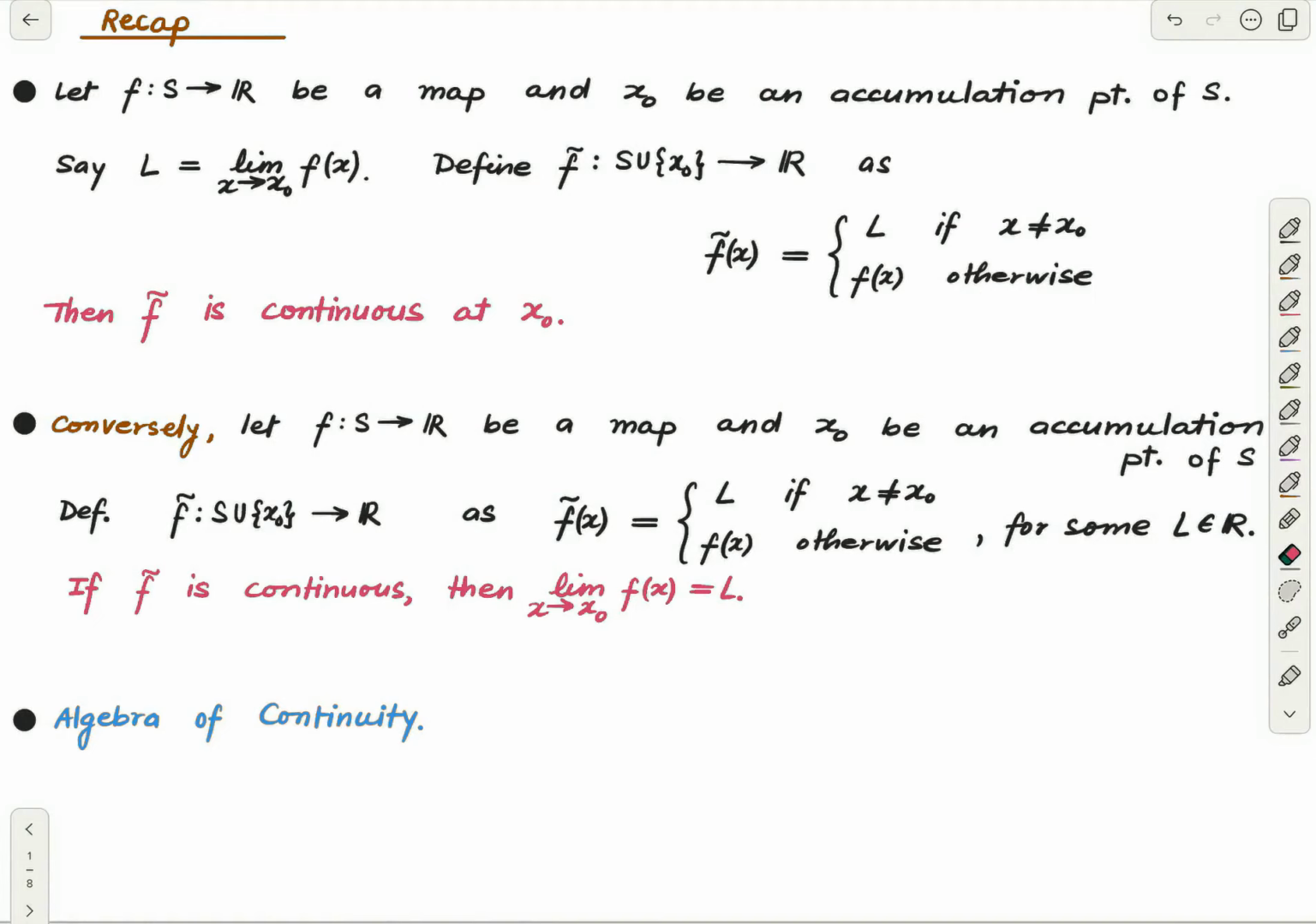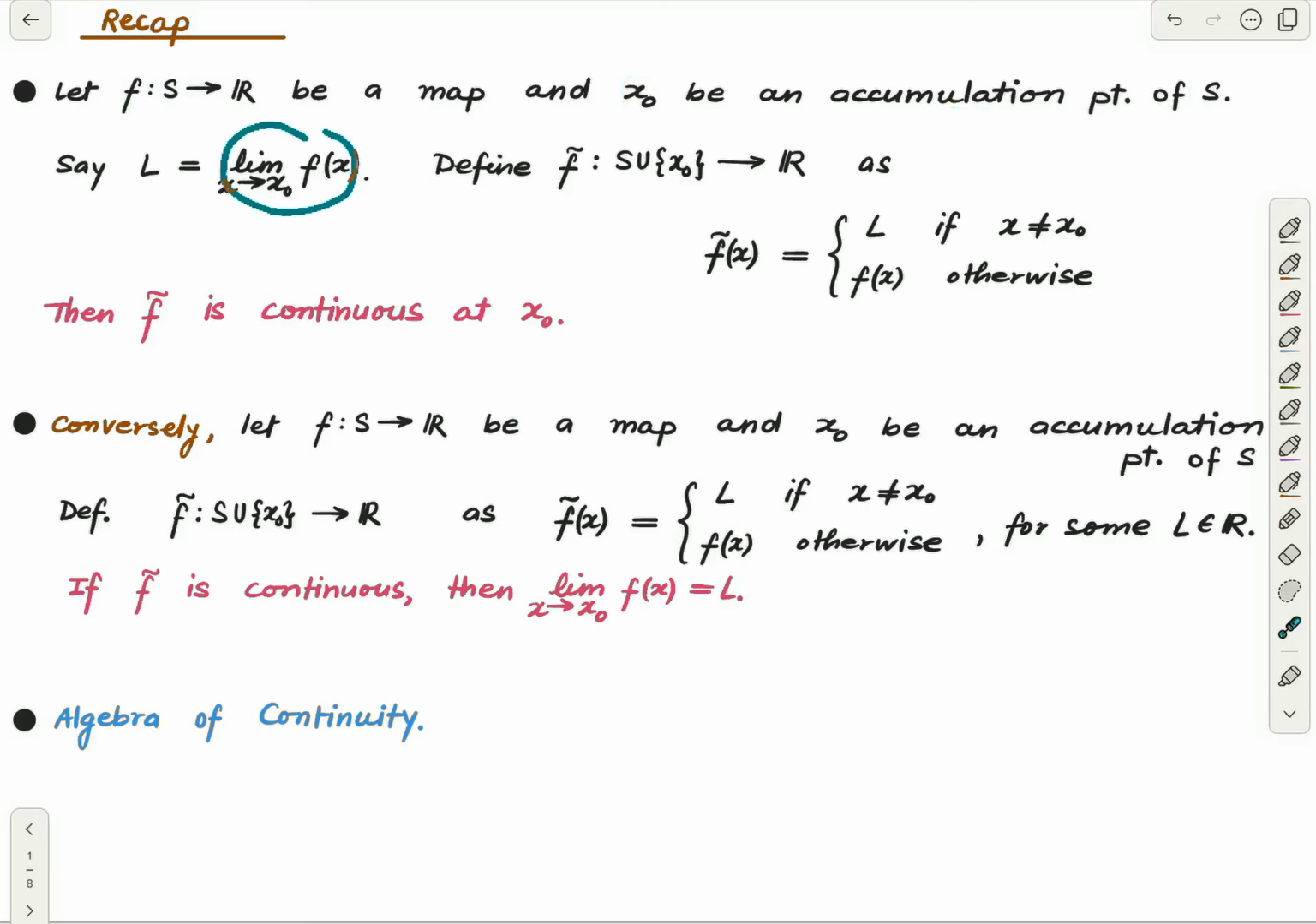In this lecture, we will learn the algebra of limits, and mainly we will need the following two or three facts. In the previous lecture, we proved two things. Well, I proved only one of them and left the other one as an exercise. So let me recall. Suppose we have a function from a set S to R, where S is a set of real numbers, and suppose x0 is an accumulation point of S.